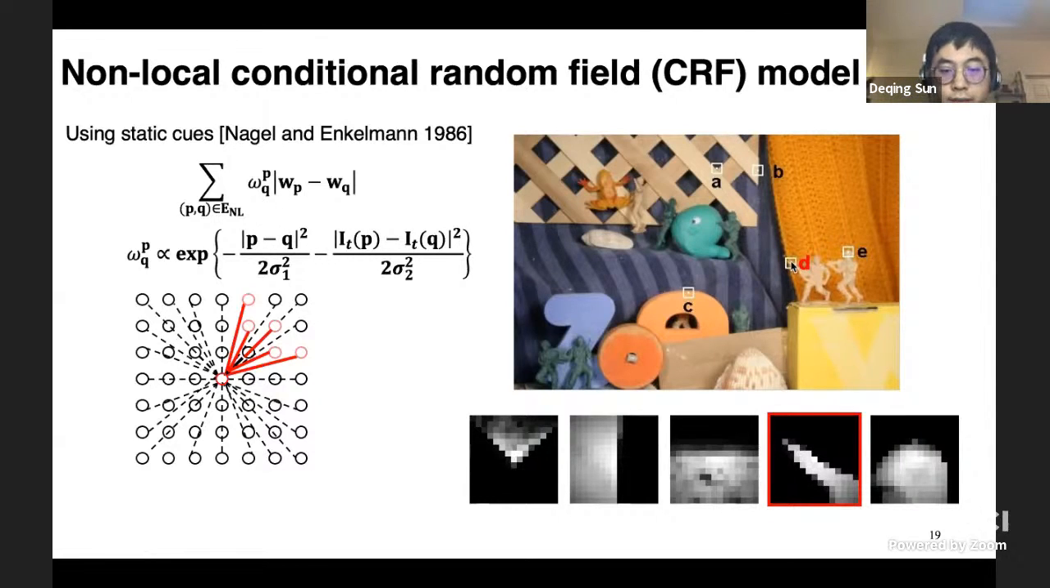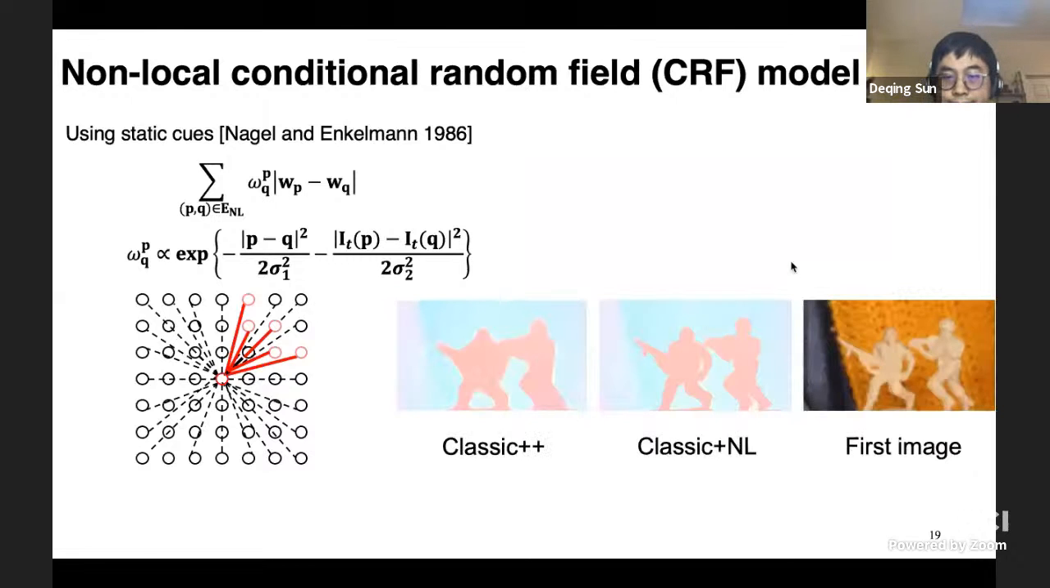Using this non-local term, we can see this is the previous one, and this is with the weighted non-local term. We can much better recover the details of the rifle. You can see, compared with the input image, it aligns very well. And so we call this classic plus NL, where NL stands for the non-local term.